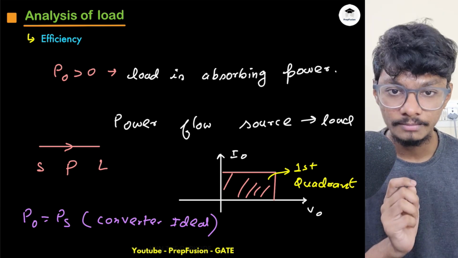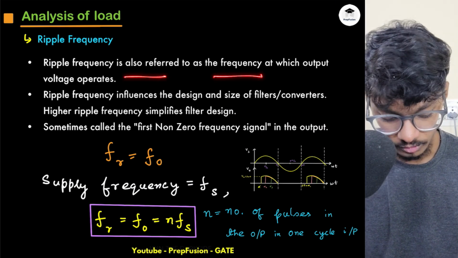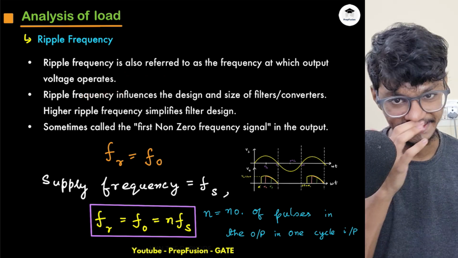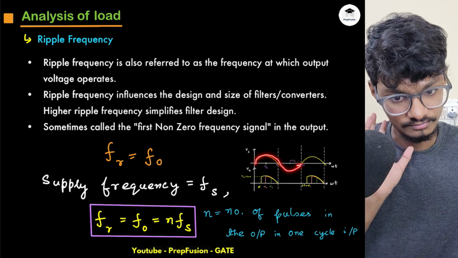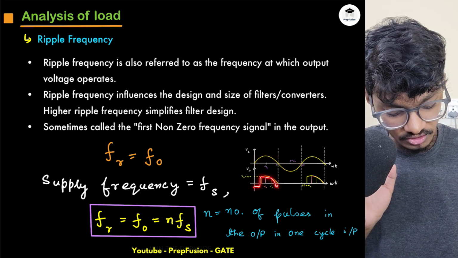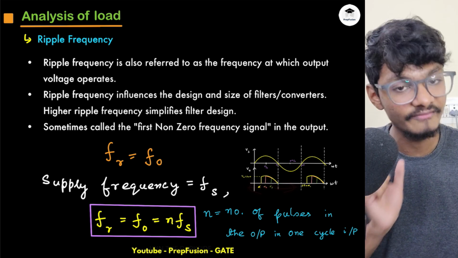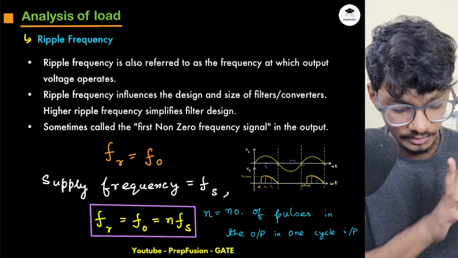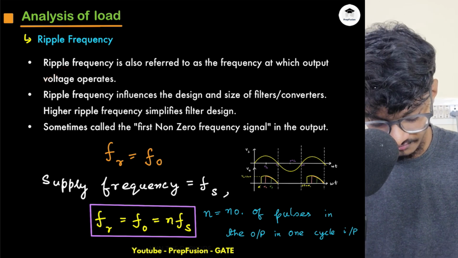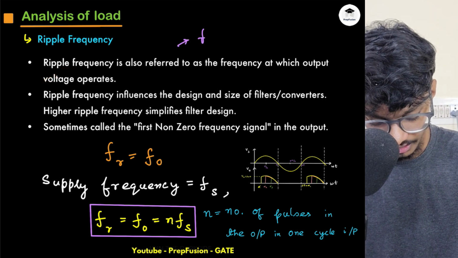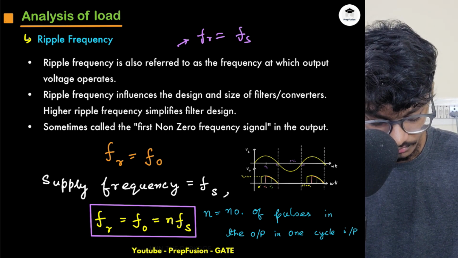So there is one more term known as ripple frequency. What is ripple frequency? Basically, ripple frequency is the frequency at which the output voltage operates. The input voltage is at frequency Fs, right? Now what is the frequency of the output voltage? It is also Fs, because it is repeating after every 2 pi. Input was also repeating after every 2 pi, output is also repeating after every 2 pi. So in this case, our ripple frequency Fr will be equal to Fs.